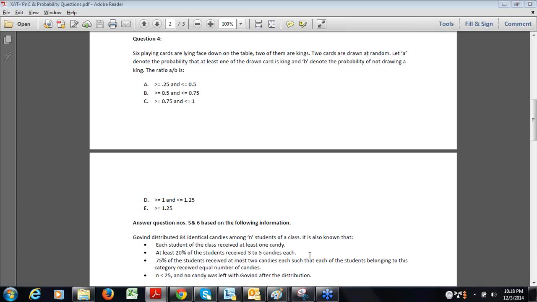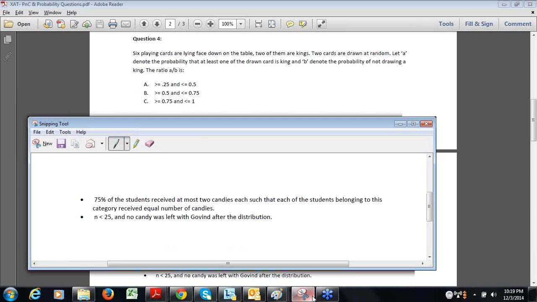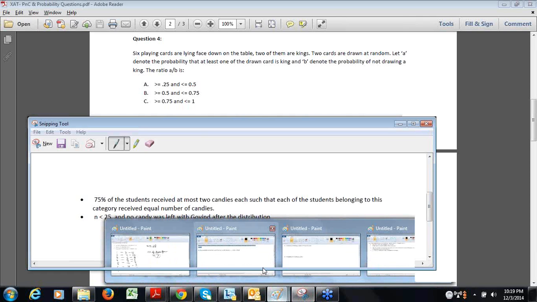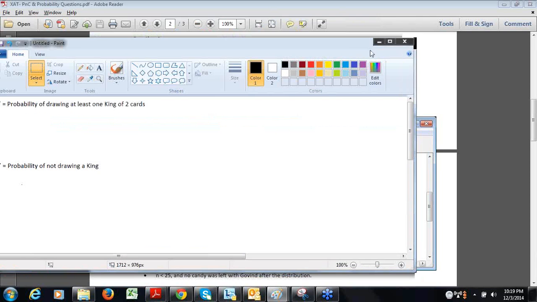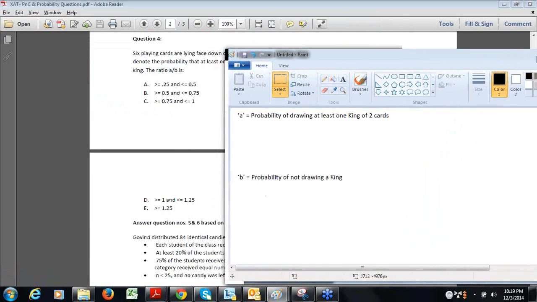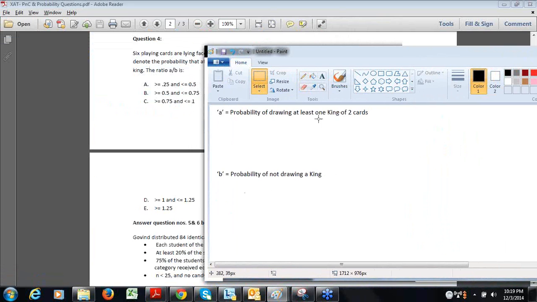Okay. So we have 2 things. One is the probability of drawing at least one king out of 2 cards. So what will be the probability here? First, it is saying the probability of drawing at least one king out of 2 cards.